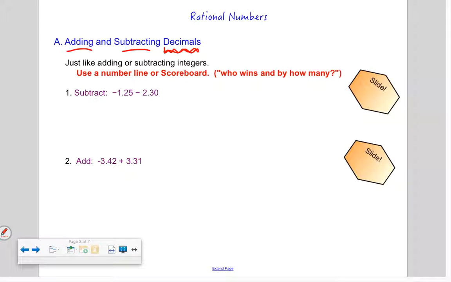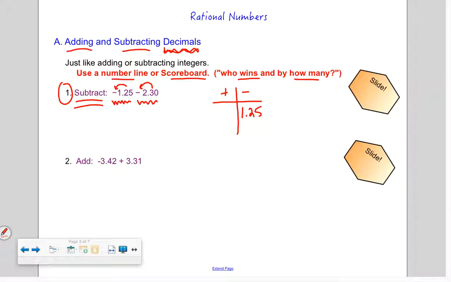So I know number 1 here says to subtract, but we still have to think about our methods of dealing with negative numbers. You can think about a number line, or you can think about our scoreboard, who wins and by how many. So if I'm looking at -1.25, subtract 2.30, really you want to ask yourself, are those numbers on the same team or are they on different teams? Well, I have 1.25, definitely a negative, and I have 2.30, that's also a negative. So really these are on the same team.